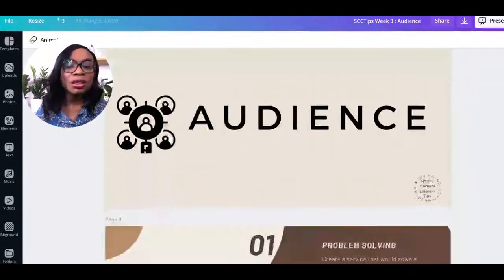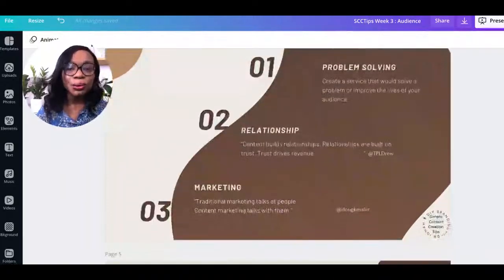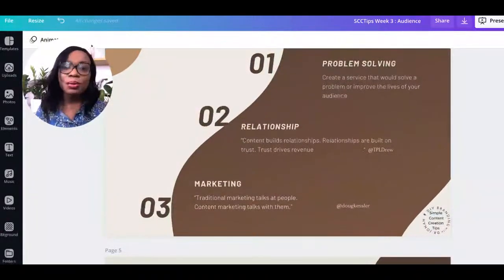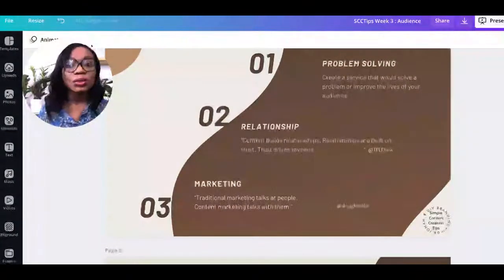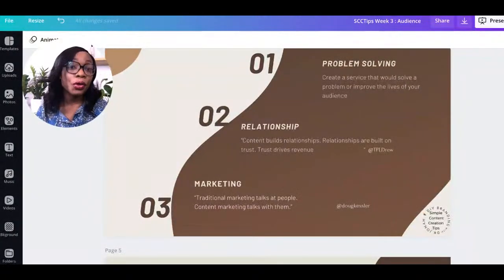You want to create content for your audience that does the following things: content that is problem solving, building relationship, and you want to market to them. So create a service that will solve a problem or improve the lives of your audience. We talked about this last week, and we will talk about more details this week. And this is what I mean.